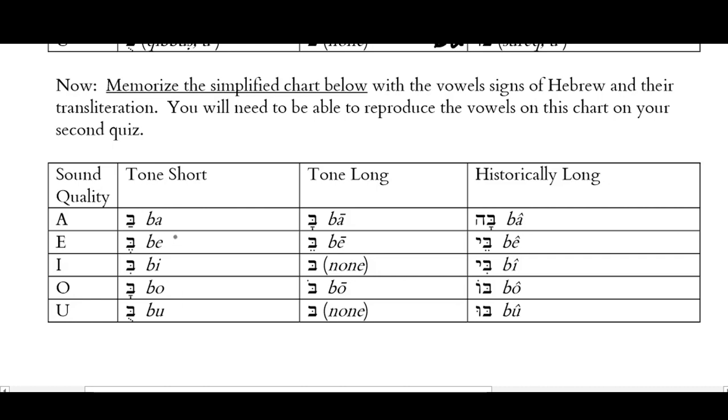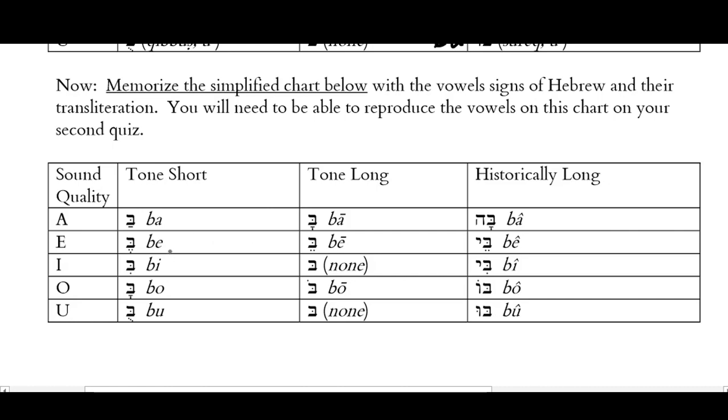Ba, be, bo, bu. Tone longs. Ba, be, bo. Historically long. Ba, be. Don't pronounce that H, by the way. Ba, be, bo, bu.